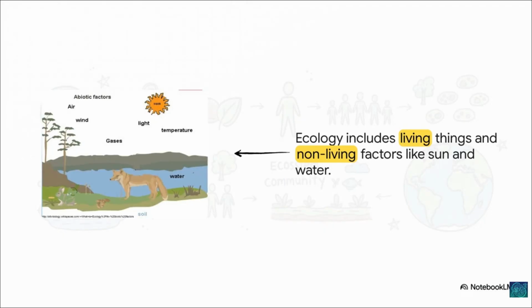So in ecology, we split the world into these two big categories. You've got the living stuff, the plants, the animals, the biota. And then you have the non-living, or abiotic factors that support them. The sun, the water, the rocks. They aren't alive, but life would be totally impossible without them.